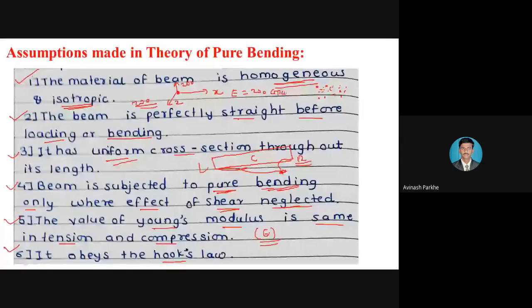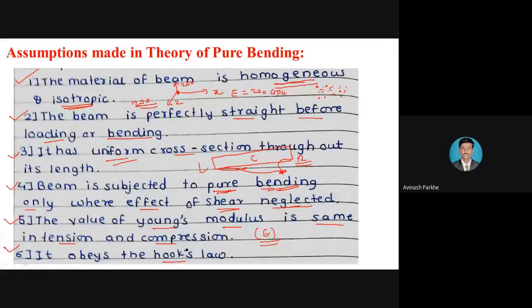So these are the assumptions made in the theory of pure bending. Based on these assumptions, 101% one MCQ question will be there. So you have to remember all the 6 points and choose your correct option. Okay, have you understood this assumption? The same assumptions which we considered for the shaft, but here we have considered for the beam. Okay, have you understood these assumptions?